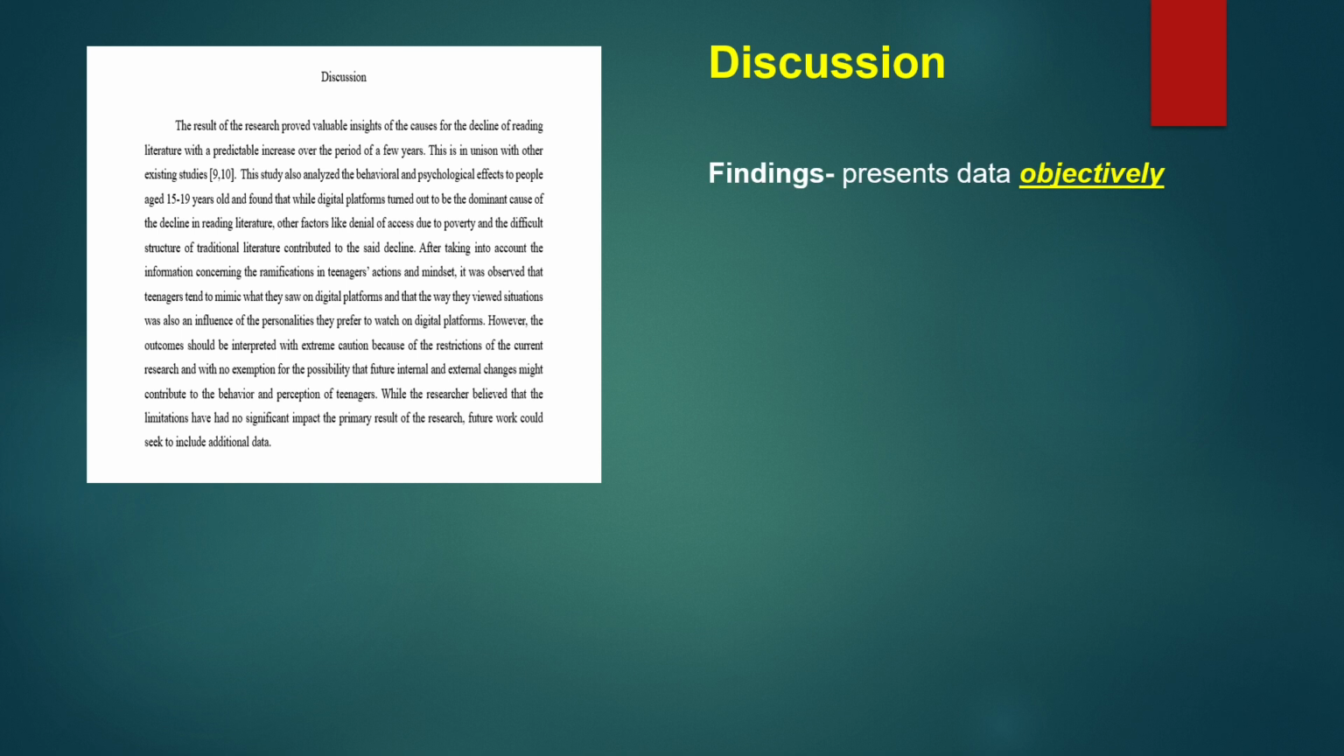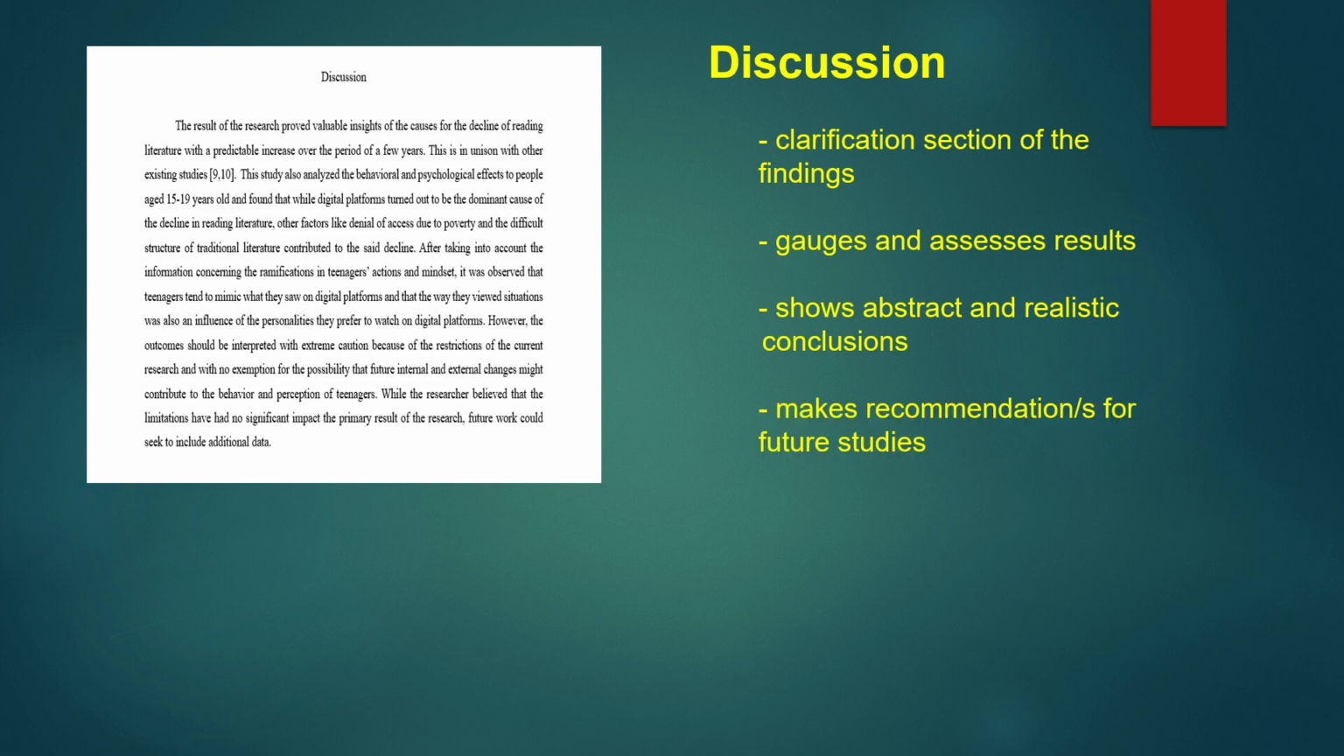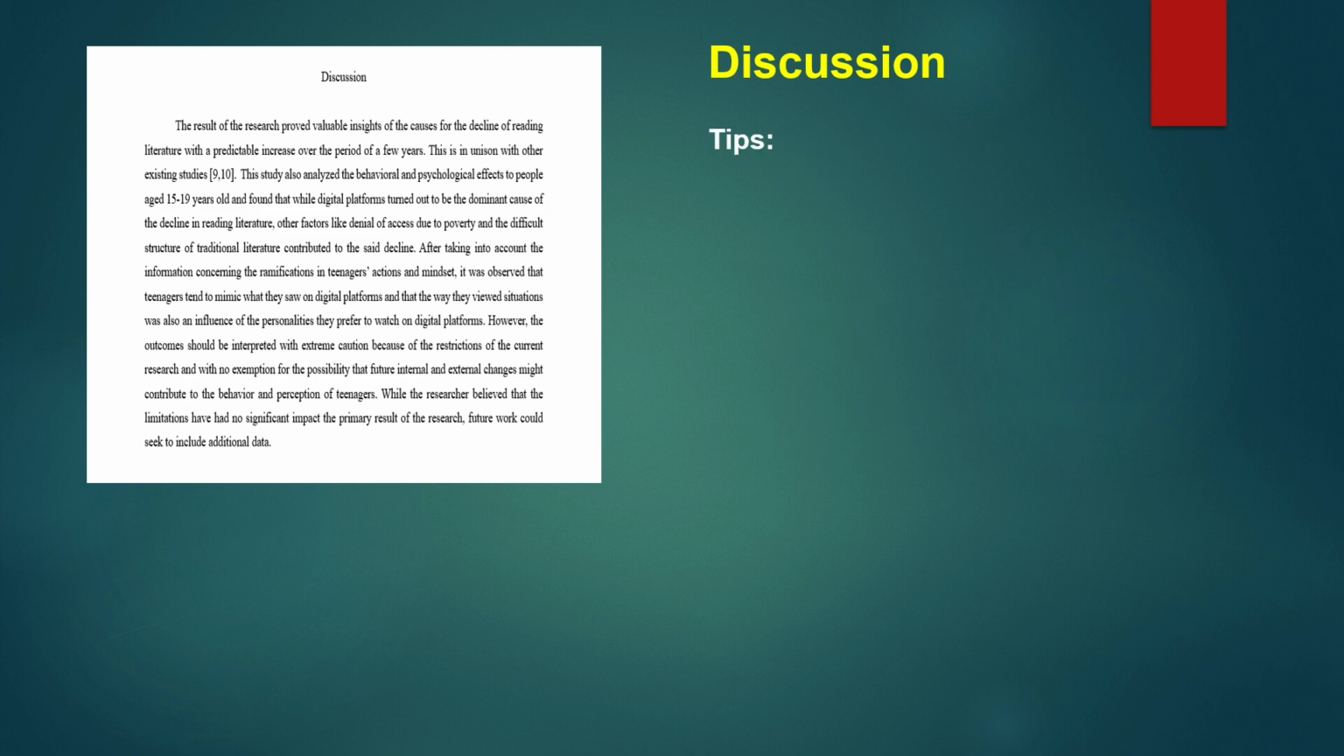The findings section presents data objectively, collected during the study without any detailed interpretation. On the other hand, the discussion section serves as the clarification section of findings. It is the section of the research report where the researcher gauges and assesses results. Likewise, this section shows abstract and realistic conclusions of the findings and makes recommendations for future study. When writing the discussion part of your research report, remember to first summarize any key findings.